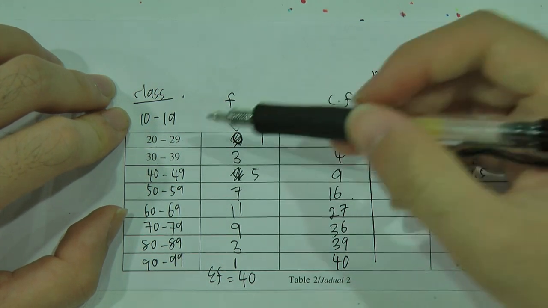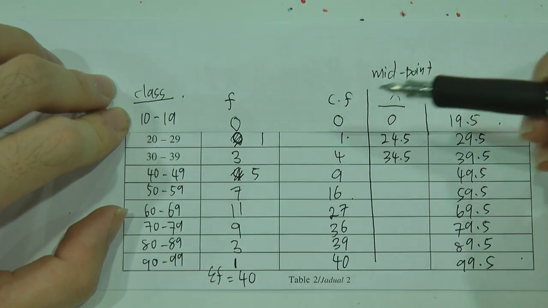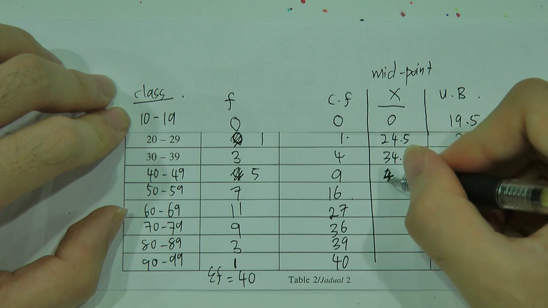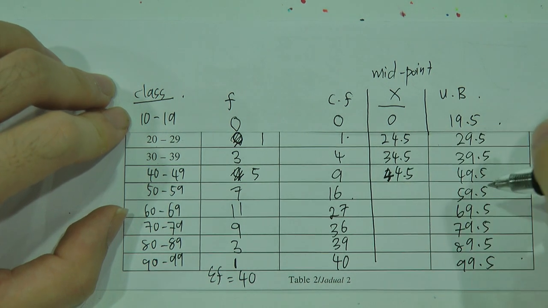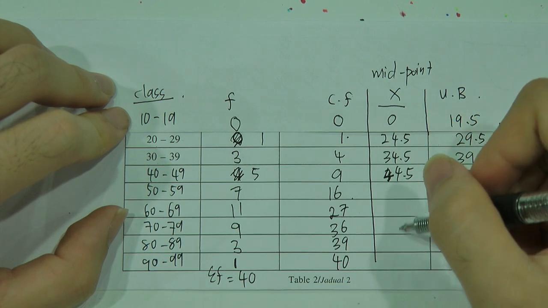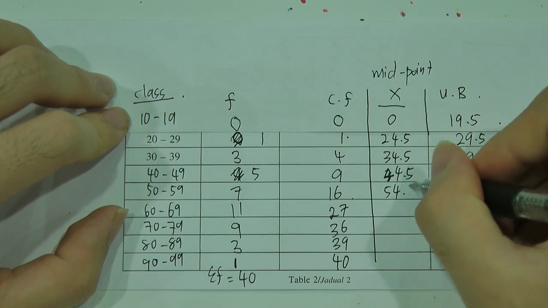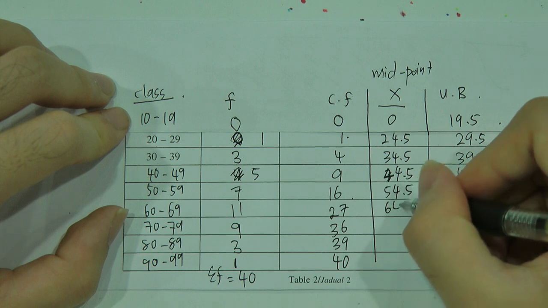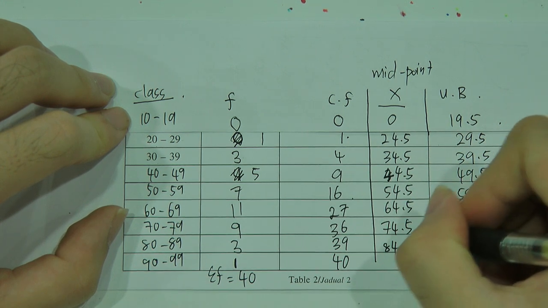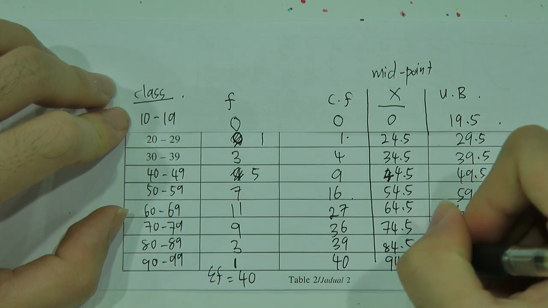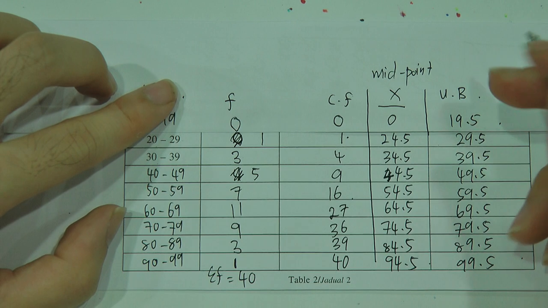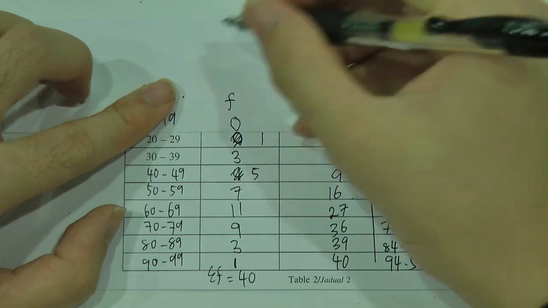Alright, it's not hard. So 49 plus 40 divided by 2 is 44.5. Not 0.9, 0.5. So you roughly see the pattern. Also all plus 10. So you see the pattern, you can finish it easily: 54.5, 64.5, 74.5, 84.5, and 94.5. This is midpoint. So mean is sum of fx divided by sum of f.